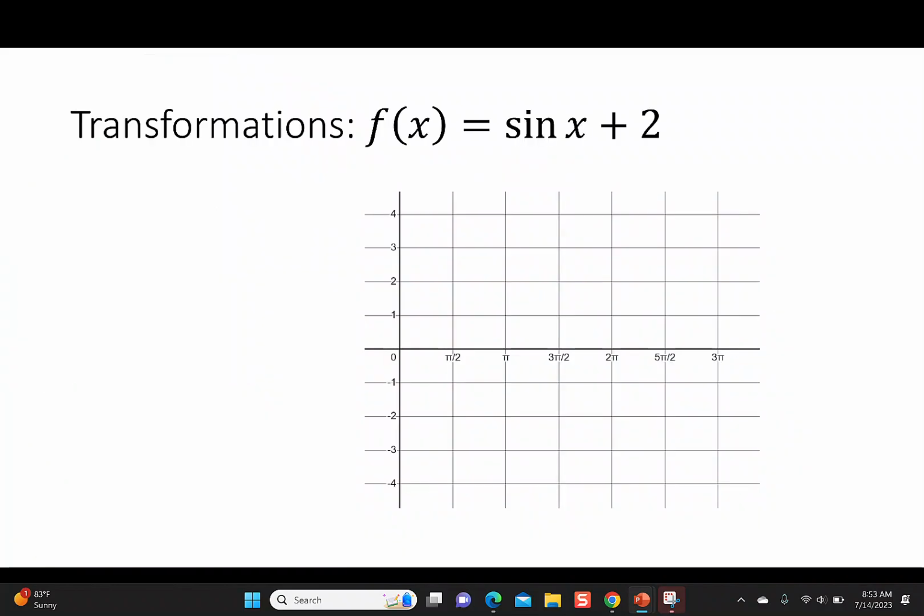Let's give that a try by graphing f of x is the sine of x plus 2. I'm going to label that d is equal to 2, which means I have a vertical transformation up 2 units. I also know I have a midline at y equals 2. I'm going to start by drawing in that midline. I'm going to put it in as a dashed line.